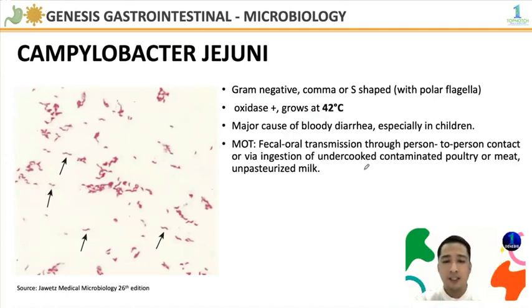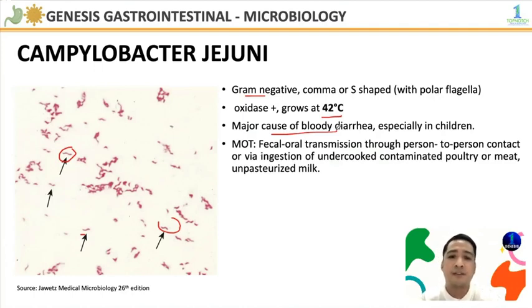Campylobacter jejuni is mostly associated with travelers. The main mode of transmission is through fecal oral route, person to person, or via ingestion of undercooked, contaminated poultry or meat. In the usual scenario, chickens and unpasteurized milk. Take note, it is a gram negative. It appears as a gull wing, gram negative, comma or S shape. Take note of the temperature. It grows well at 42 degrees centigrade, and it is the major cause of bloody diarrhea, especially in children.